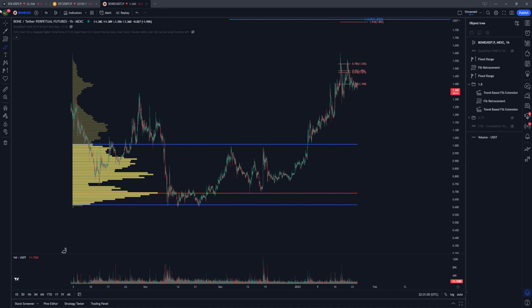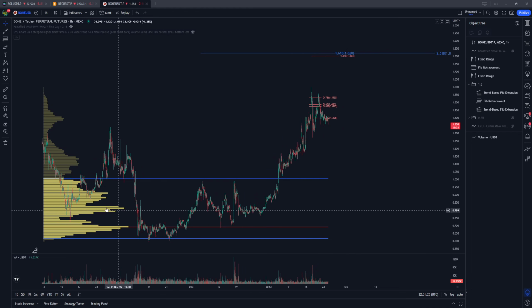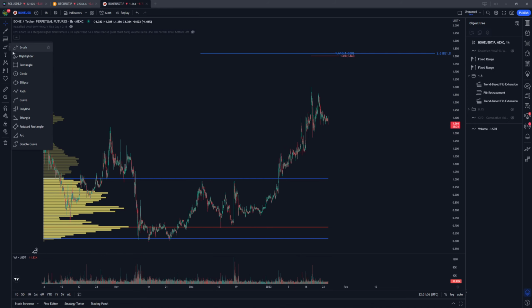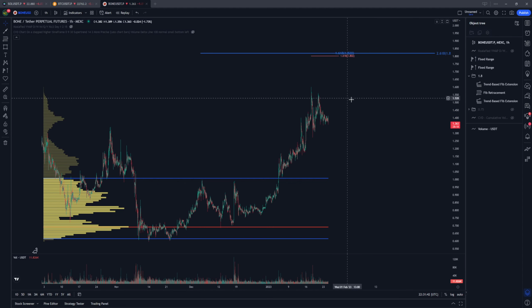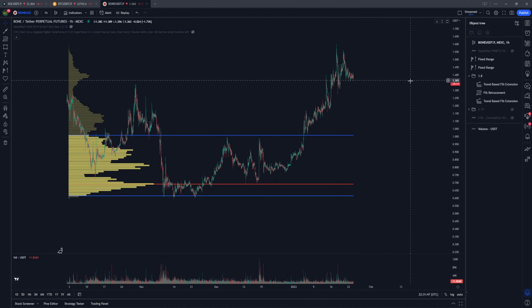So what I'm going to want to do is look for long opportunities in that area. So this area right here, it can be scalped. That's fine. But I'm not going to be looking for shorts here. I want the higher probability shorts, so I'm going to stick with the $1.80 area.